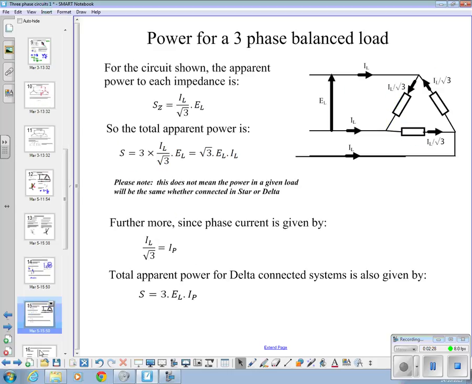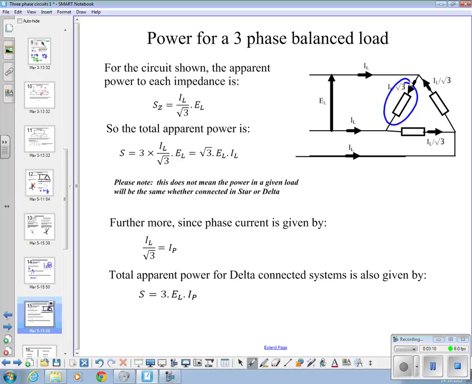On to the next page, three-phase balanced load for delta. Okay, it's the currents that are different in delta. It's the line voltage that's fixed, the same for both phase and line. So for each of the impedances Z, we get a total apparent power for each impedance of IL over root 3, which gives me the phase current, and multiply that by the line voltage.